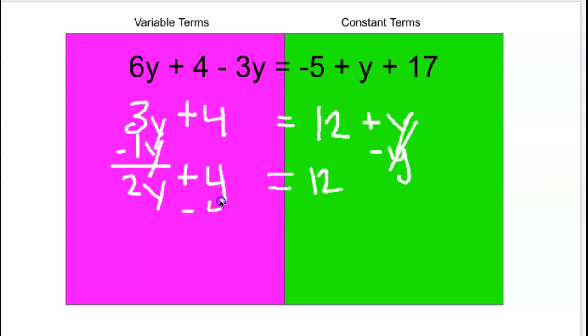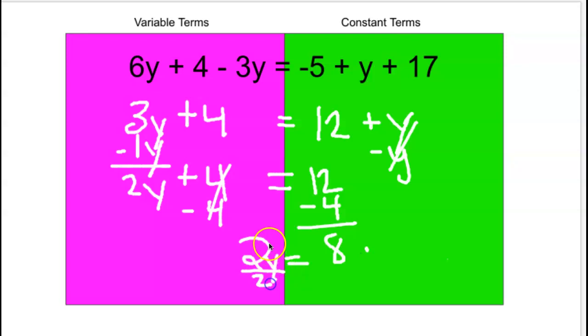Okay, so now I need to bring all my constants on the right side. So I'm going to subtract 4 and subtract 4, which gets me 8. Then I'm going to bring my 2y down. 2y equals 8. And now I just need to solve it. So I divide by 2 on this side, divide by 2 on this side, and that gives me y equals 4.